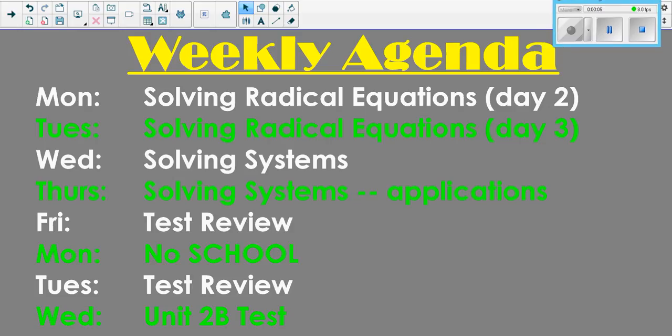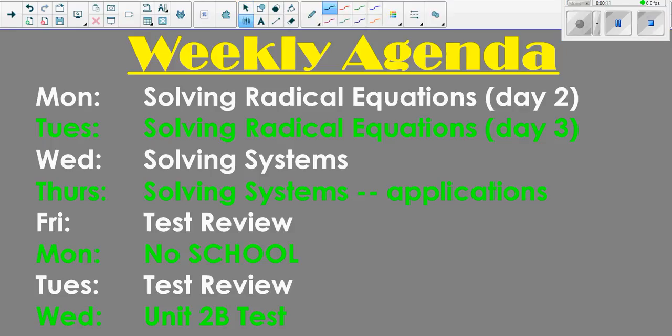Alright, hi everyone. Let's talk real quick about what the rest of the week looks like. Today we're going to be talking about a second day of solving radicals, so day 2. Tomorrow we're going to talk about our last day of solving radicals, so day 3. There are only a couple of solving radical problems in your homework over the weekend, but there'll be a lot more tonight. On Wednesday, we'll talk about solving systems.